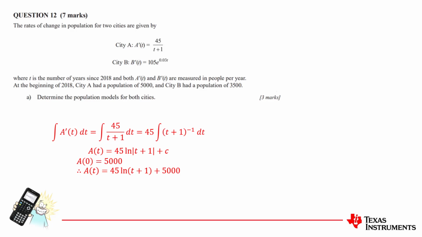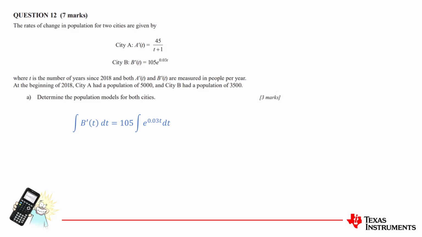For our city B, again, all the algebra is done for you here. We're looking at the integral of b dash of t. We're taking out that coefficient of 105, and we've got our integral of e to the power of 0.03t, and we're integrating with respect to t again. We divide by that coefficient of t, which is 0.03. That gives us 3,500 e to the power of 0.03t plus c.